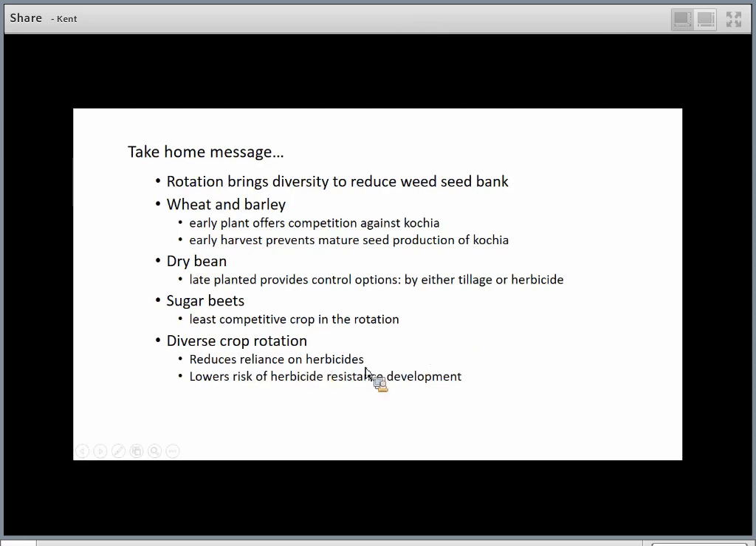And a diverse crop rotation really reduces reliance on herbicides, and it lowers the risk of developing herbicide resistance, because you're going to use different herbicides because you have different crops. You can use different modes of action. You're not doing the same thing over and over again and selecting for something that can escape that system.